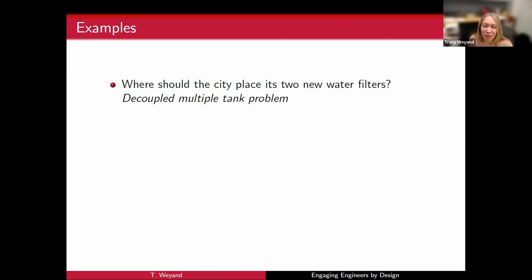I've had lots of creative answers to this problem as well, because some creative groups have got the idea of putting the filters in the connecting rivers rather than in one of the lakes, which is something I had never thought of before looking at these problems.